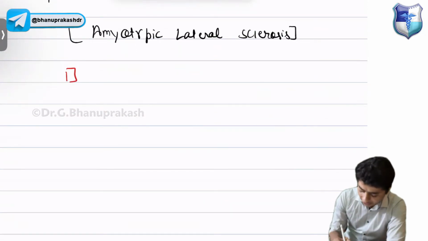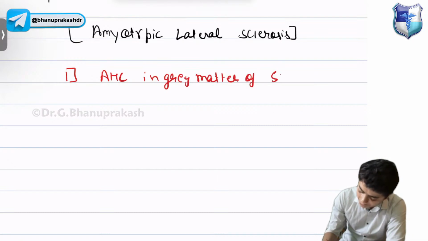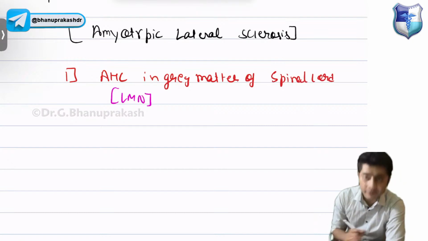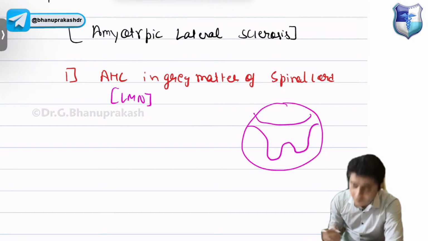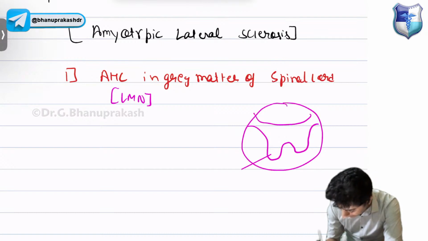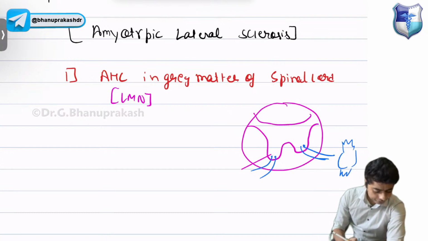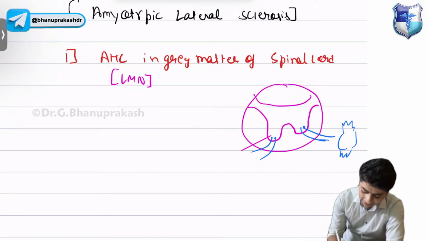First, there can be your anterior horn cell in the gray matter of the spinal cord. And this is like an element type. Look at this, this is the spinal cord. From here the anterior horn cells are coming and they are going to the muscle. Okay? So if the anterior horn cell is affected, it is an LMN lesion.